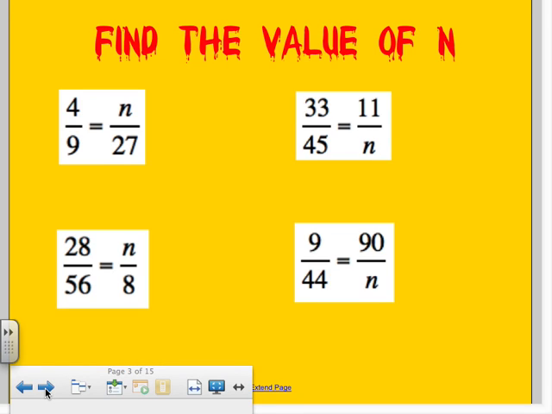So I want you to go ahead and pause the video and figure out what all these n values have to be to make these two fractions equivalent. Okay, so let's check your answers.